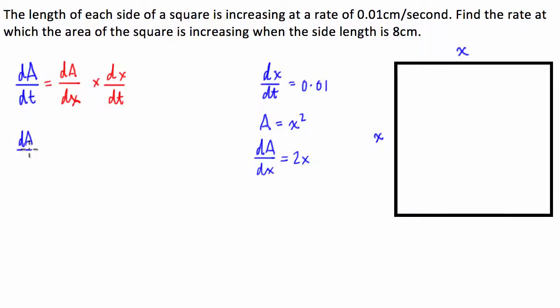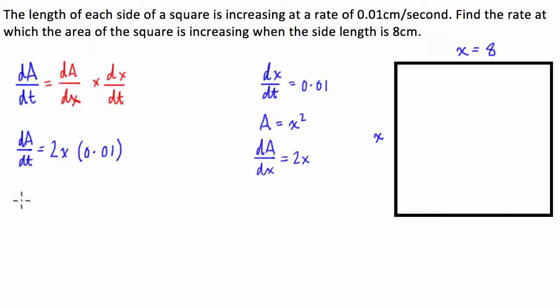the change in area with respect to time is equal to dA dx, which is 2x, multiplied by the change in side length with respect to time, which is 0.01. Cool. So what we do is we've been told to evaluate this change in area with respect to time when the side length is 8 centimeters. So this is when x is equal to 8.